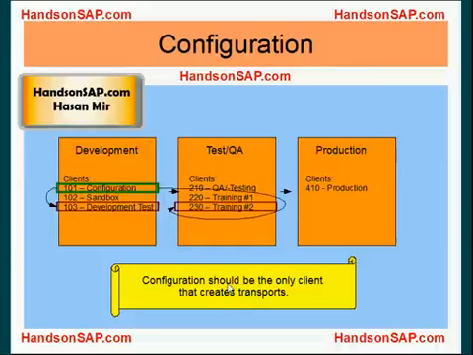Now, the configuration client should be the only client that creates the transport. No other client creates the transport. So configuration should only be copied from the configuration client to any other client.